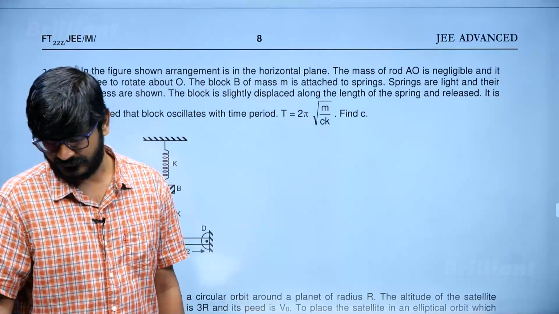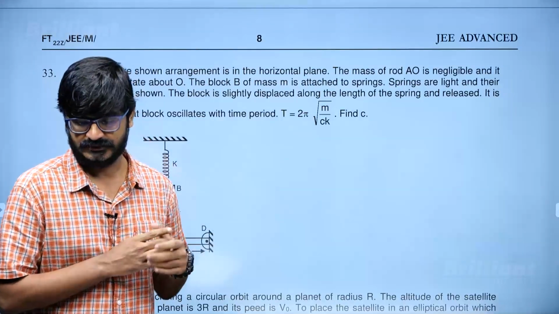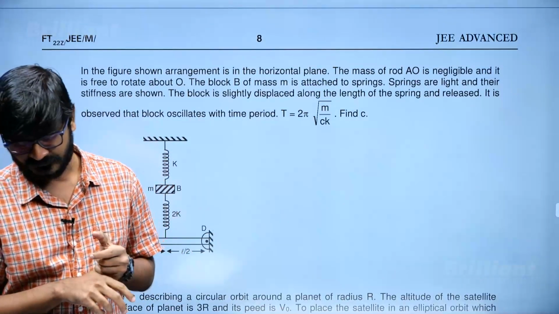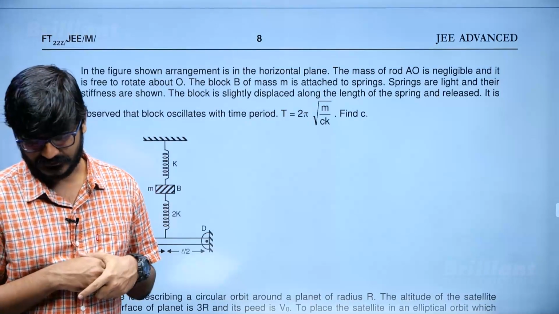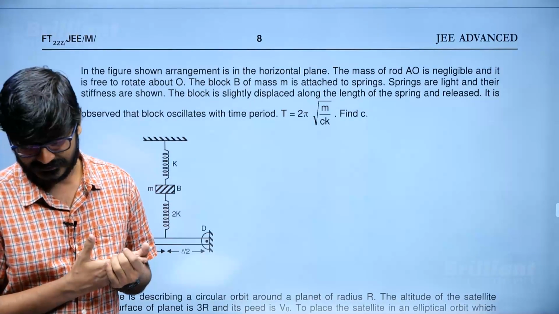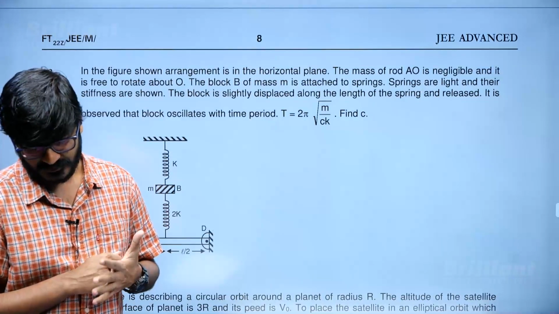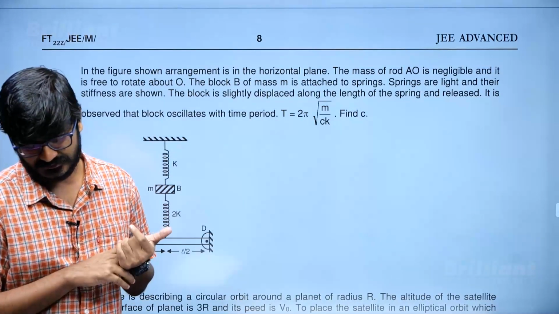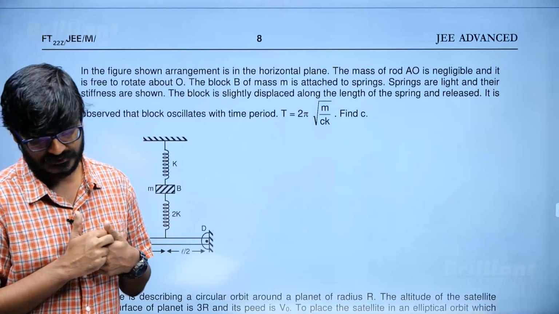In the figure shown, arrangement is in horizontal plane. The mass of rod AO is negligible. Whenever something's mass is 0, net force on it must be 0, net torque on it must be 0. It is free to rotate about O. A block of mass M is attached to springs. Springs are light and their stiffness are shown. The block is slightly displaced along the length of the spring and released. It is observed that the block oscillates with the time period.